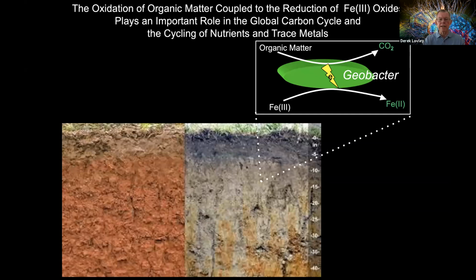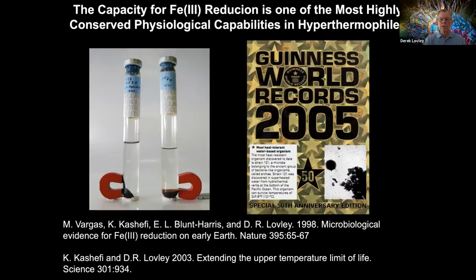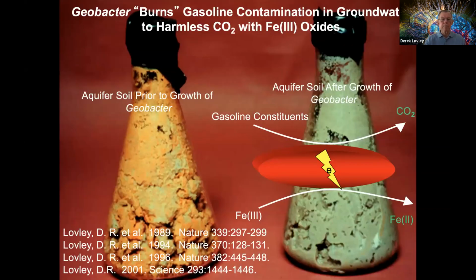So that's the case in many soils and sediments with which we're familiar, but it also takes place in other extreme environments. For example, very hot environments around hydrothermal vents. One of the most highly conserved capacities of microbes growing at high temperature, these hyperthermophiles, other than their ability to grow at high temperature, is their ability to use iron oxide.